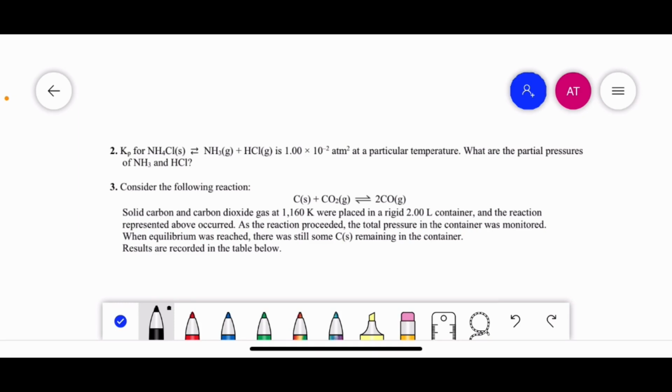Now for question number 2, we are given that the Kp of this reaction is equal to 1 times 10 to the power of minus 2. And they just want us to find the partial pressures of NH3 and HCl. So I'll give you guys a bit to solve.